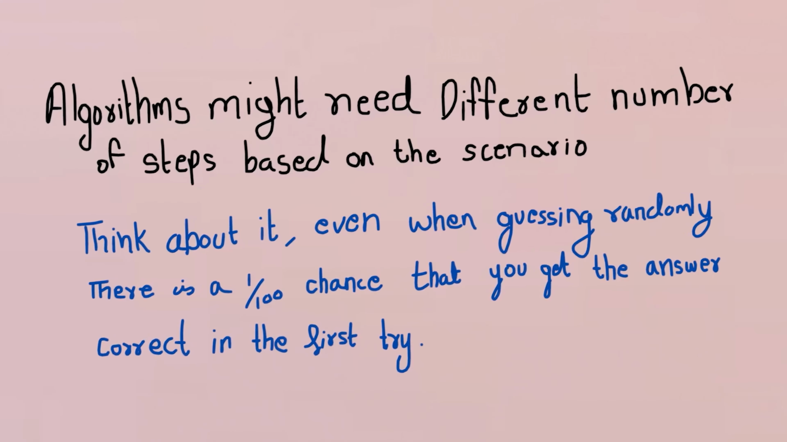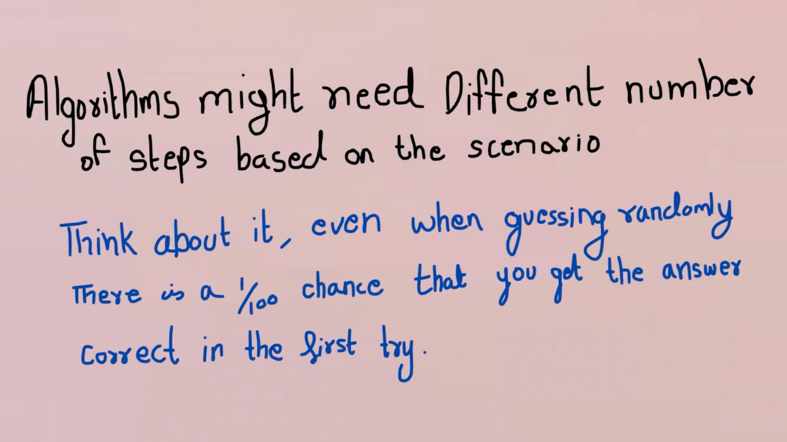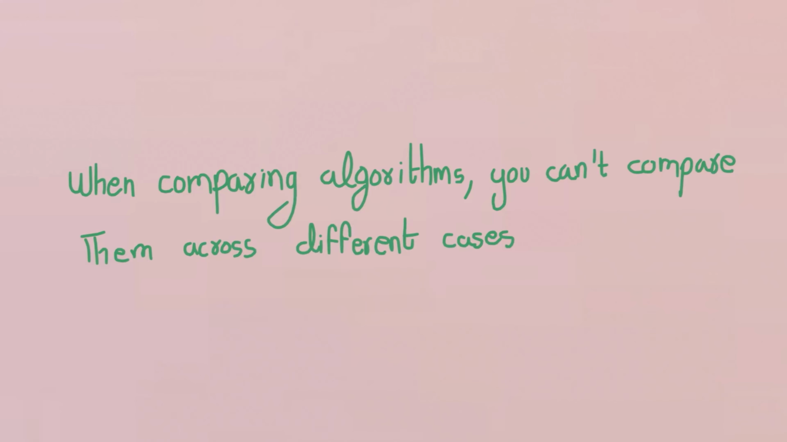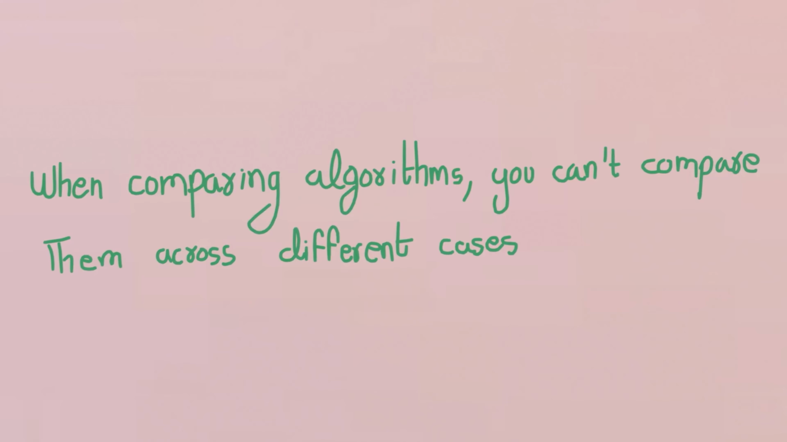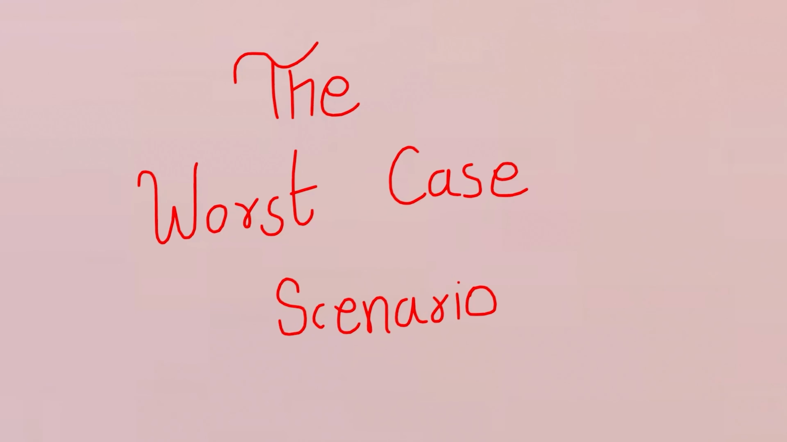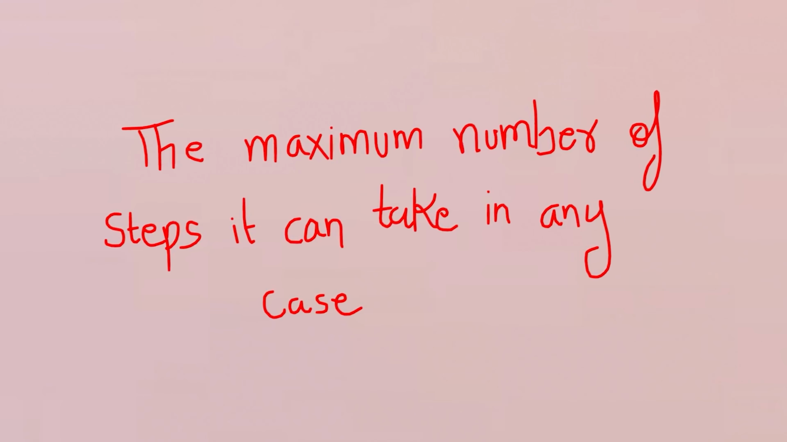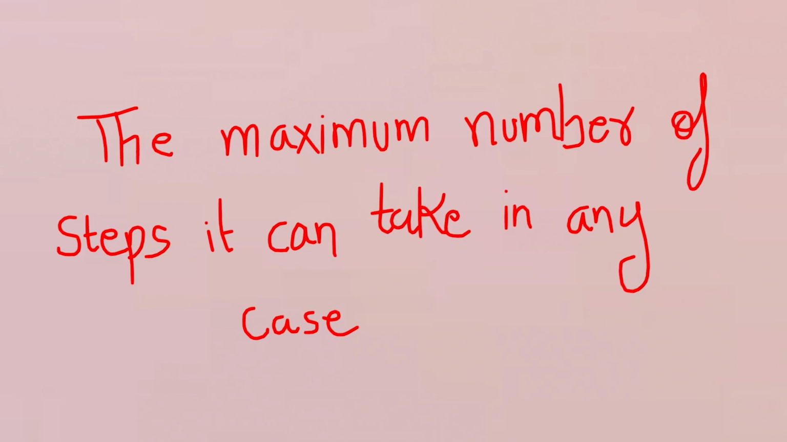It's just that in particular cases, different algorithms might take different numbers of steps to complete. To be able to finally compare them properly, we'll have to compare them in a single type of case. That's why we always consider the worst case scenario. That is the maximum number of steps this algorithm can take.